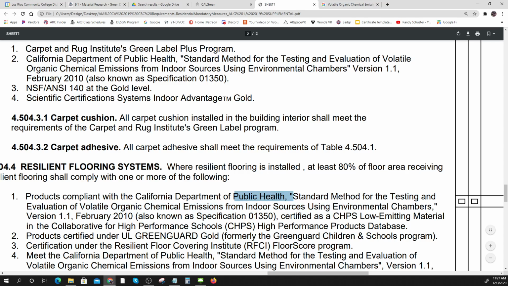Standard method for testing using environmental chambers. Version 1. Specification. Oh my gosh. Well, unless I actually do the test, I don't care. Certified as a CHPS low emitting material in the Collaborative for High Performance Schools, CHPS, Collaborative for High Performance Product Database. So let's see if we can find that, and just at least know what they're talking about.